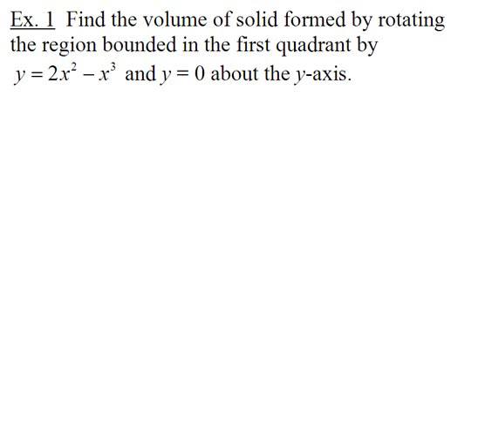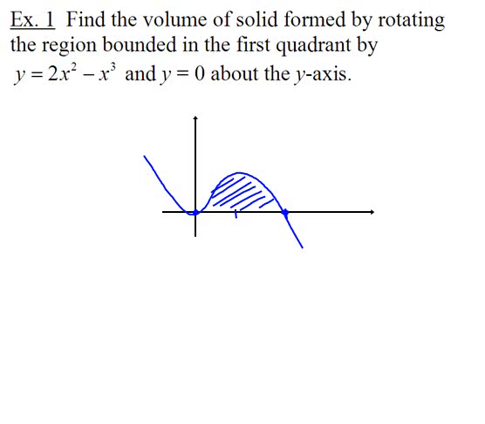In example 1, we'll find the volume of the solid formed by rotating the region bounded in the first quadrant by the graphs of y equals 2x squared minus x cubed and y equals 0 about the y-axis. Here's the graph. Without a calculator, you can find that it intersects the line y equals 0 at x equals 0 and x equals 2.